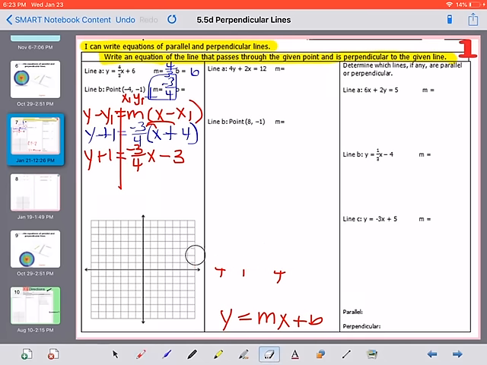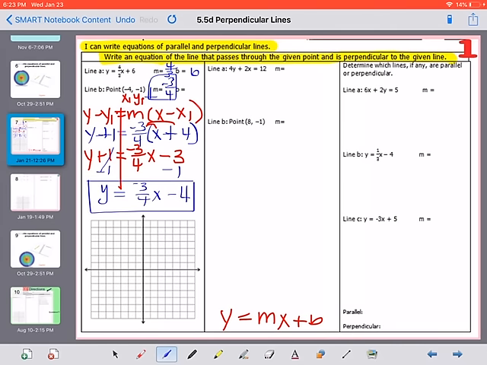I'm going to erase that just because we might want that space later. And then we want to get rid of the 1, so we're going to subtract 1 on both sides. And we have y equals -3/4 x. And -3 minus 1, they're all negatives. That gives us a -4. So we can graph both of these lines. Right here, this -4 is what goes right there for our b. We're beginning this line at -4.